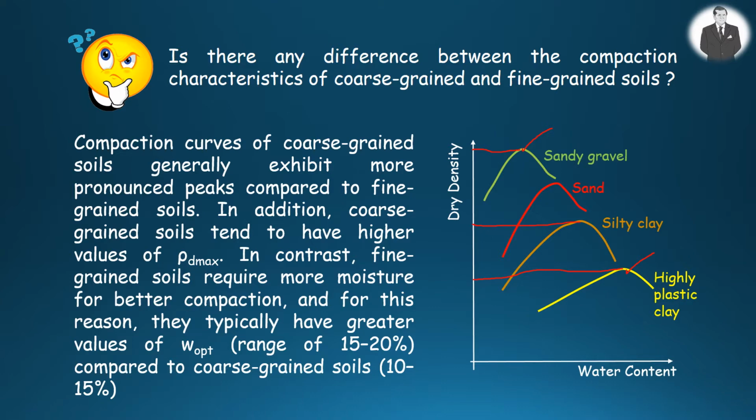On the contrary, fine-grained soils demand more water for better compaction, and because of this, they usually have greater values of optimum moisture content, varying from 15 to 20%, in comparison with coarse-grained soils, whose optimum moisture contents range from 10 to 15%.